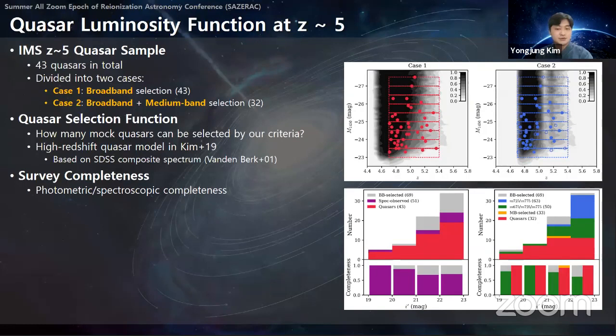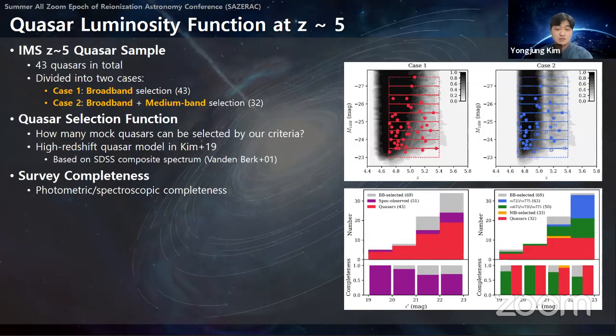Now we consider two cases: case one for the broadband selection only, and case two for the combination of the broadband and medium-band selections. The numbers of quasars in each case are 43 and 32 respectively. And we calculate the quasar selection function in each case, as you can see in the right figure.